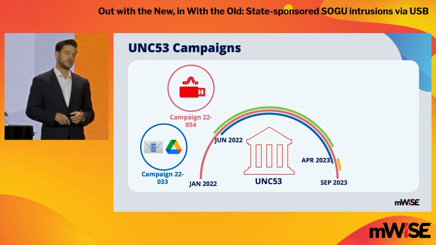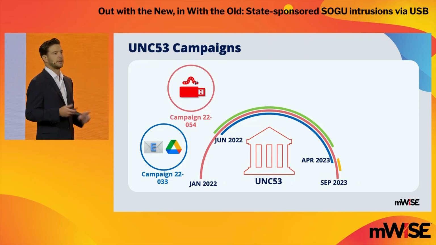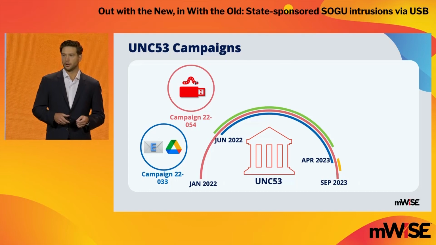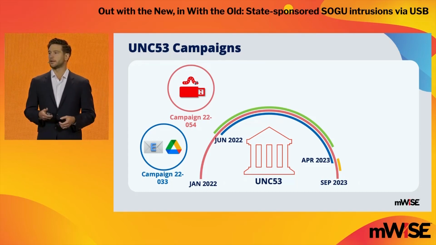UNC53's second campaign, 22054, is the USB campaign that we're talking about today, where infected USBs were spreading 3 different variants of SOGU.